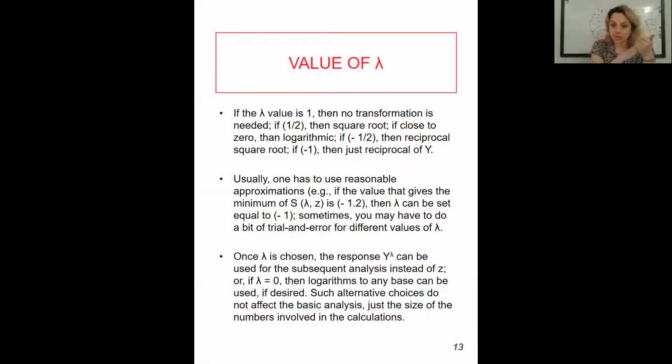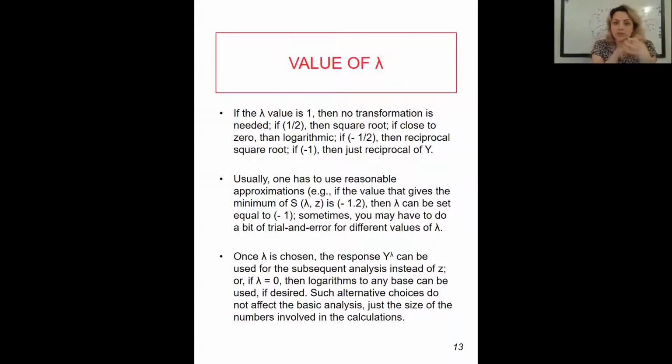If lambda is 1 over 2, then it is a square root, right? If close to 0, then logarithmic. If minus 1 over 2, then reciprocal square root. It's a different one. We don't need to memorize it like that. We have Y to the power of lambda, so just put minus 1 instead of lambda. It doesn't matter what you call it as a name of the transformation. It's important that we know this is the transformation equation that we need to use.